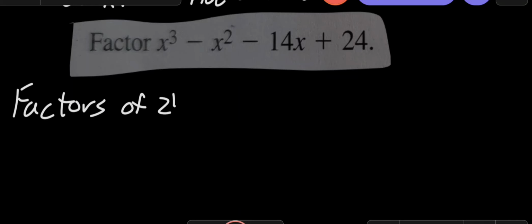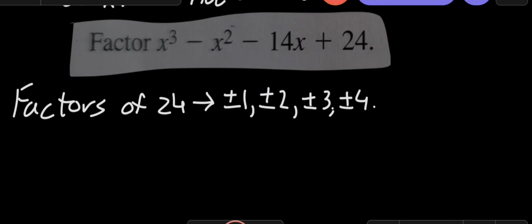So we look at the absolute value of the constant term, and we write down factors of that constant term. So what are all the factors of 24? Well, the factors of 24 are 1, 2, and so on. But when we write them down, we're going to write plus or minus 1, plus or minus 2, plus or minus 3, plus or minus 4. 5 is not a factor of 24. Next one would be plus or minus 6.